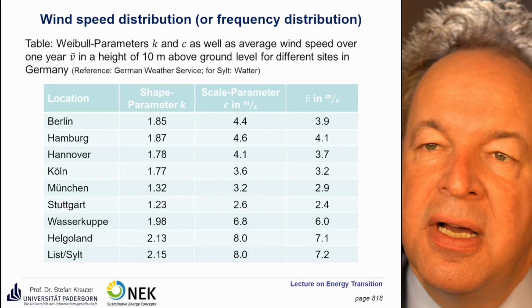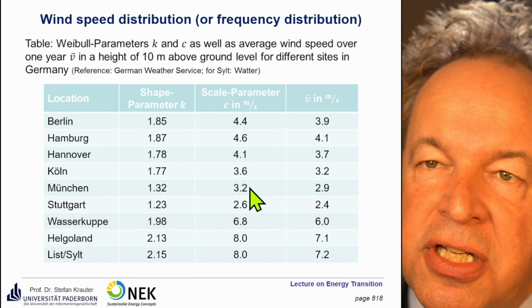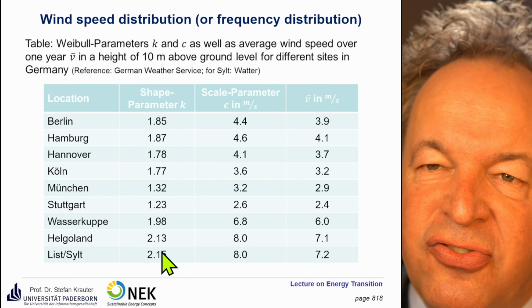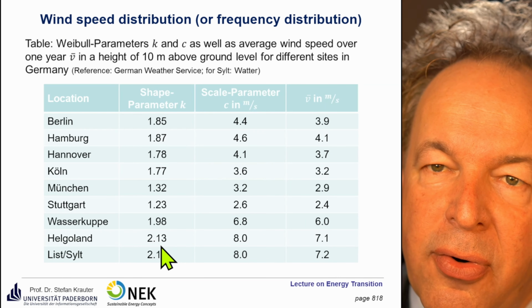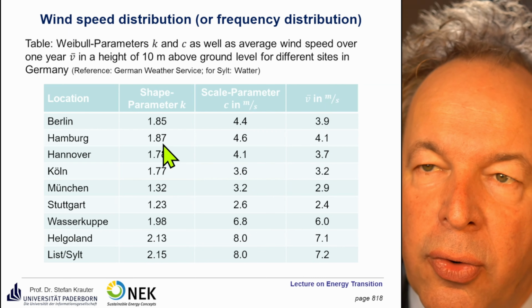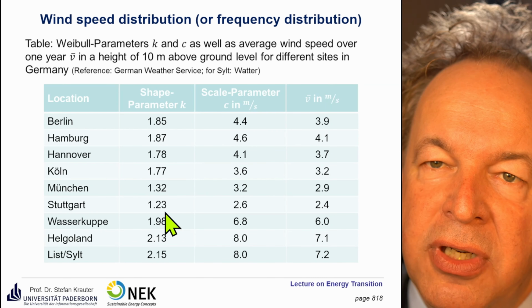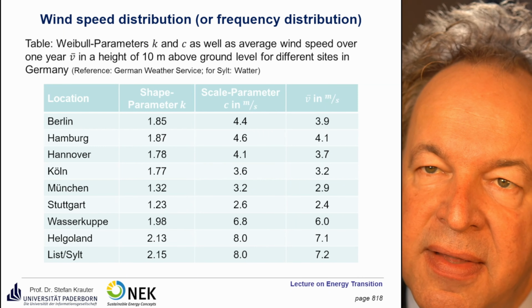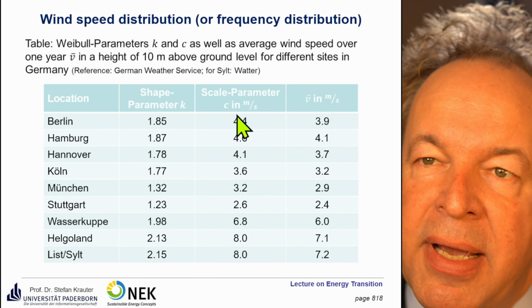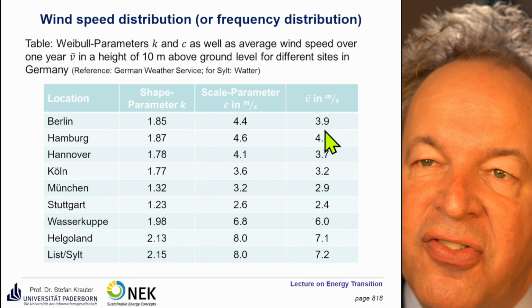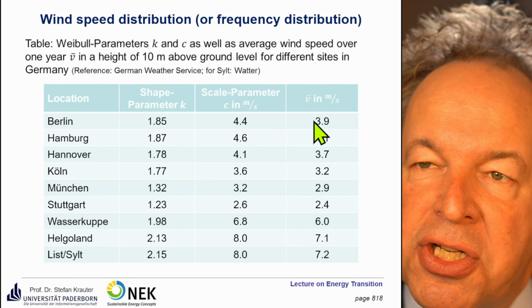Here you see the cases in Germany. As I mentioned, the shape parameters go only a little bit above 2. 3 is never reached. And if you go to more inner cities, for example Stuttgart, it's only 1.23, this k. The scale parameter, as I mentioned already, is a little bit, 10 to 15%, above the average wind speed mentioned here.